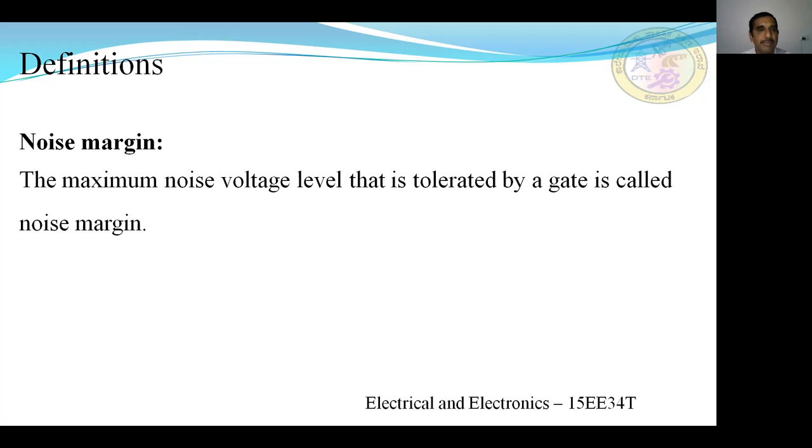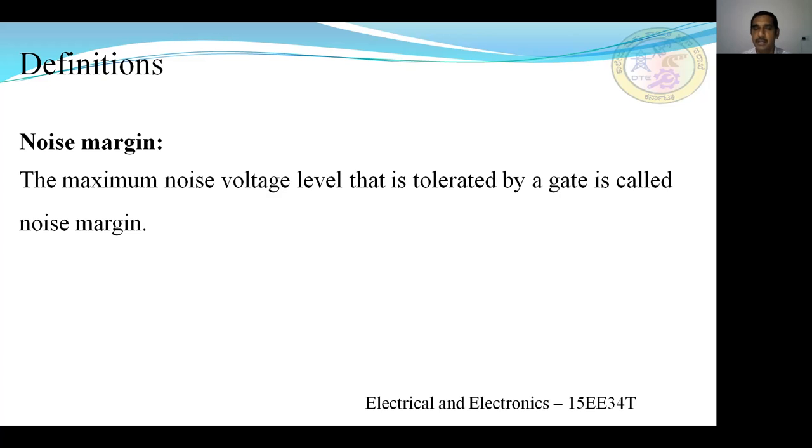The noise margin definition goes like this: the maximum noise voltage level that is tolerated by a gate is called the noise margin. So once the noise level crosses this voltage level, your output will not be the desirable one. Up to a certain limit of the noise, it can handle. That margin is called the noise margin.